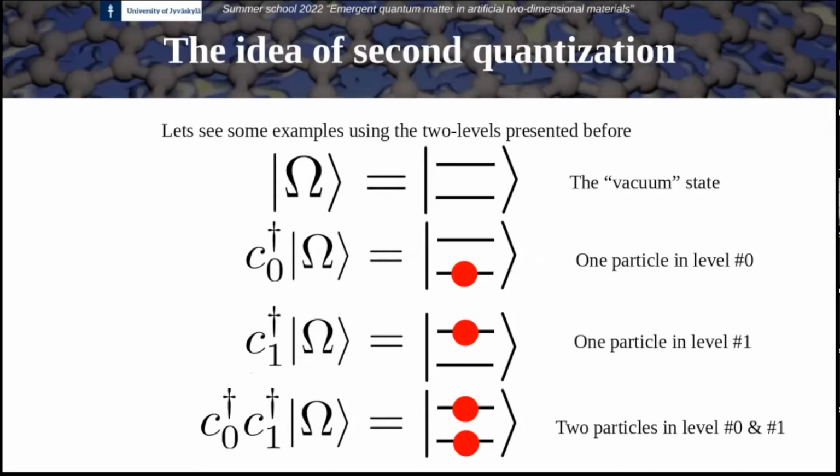So the vacuum state that we called omega is by definition the state that has no electrons whatsoever, so it gets destroyed every time that we apply an annihilation operator. Then if you want to think about a state that has just one electron in the lowest state, you just write C dagger 0 acting on your ground state. If you now want a state that has one electron in the first excited state, you write C dagger 1 acting on your ground state. And then if you want to write a state that has 2 electrons, you just multiply your 2 creation operators.